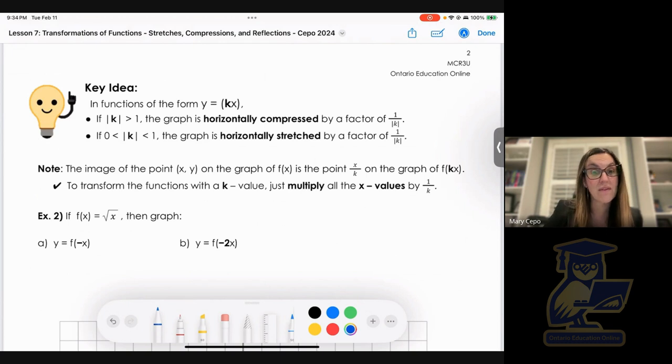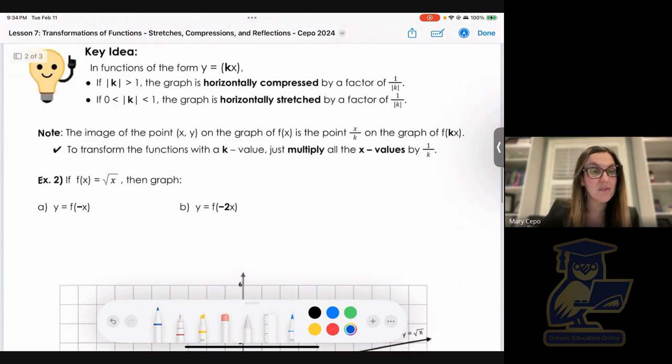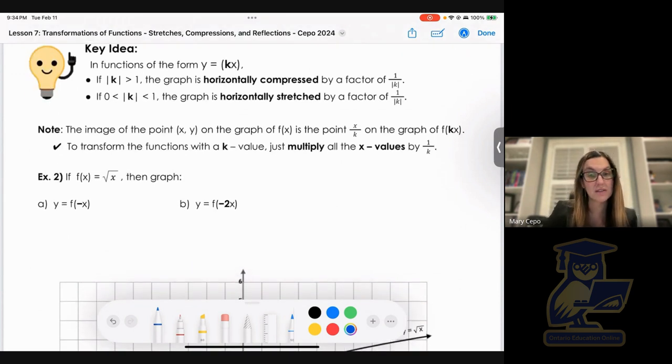If, however, the k value, the number attached to the x, was a number between 0 and 1, which we know are fractions, the graph is horizontally stretched by a factor of 1 over k. Note, this is important: the image of the point (x, y) on the graph of f of x is the point (x over k, y) on the graph of f of kx. So in simple terms, to transform the function with the k value, you're multiplying the x values by 1 over k.